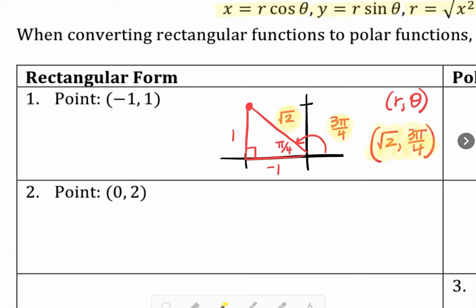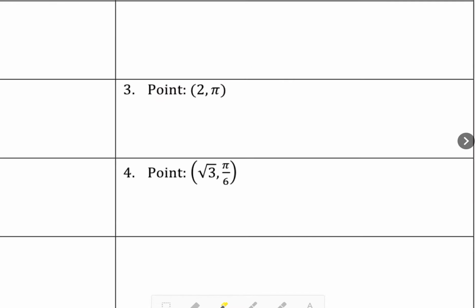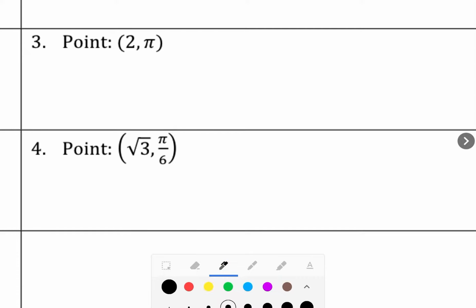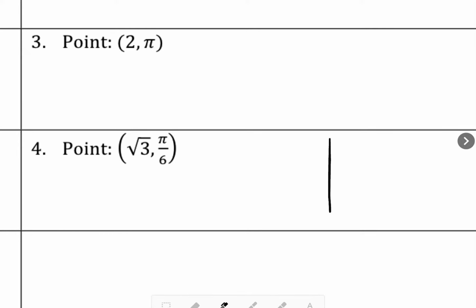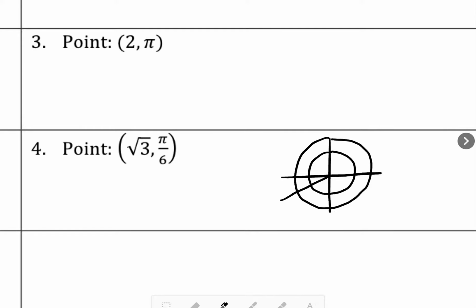Okay, so what happens if we're given polar and we need to get into rectangular? Same thing, we're just going to be graphing on the polar grid instead. So let's check out number 4. Again, I want to graph on the polar grid. So when I think about the polar grid, here is a radius of 1. Here is a radius of 2. I want a radius of radical 3 along this pi/6 line.